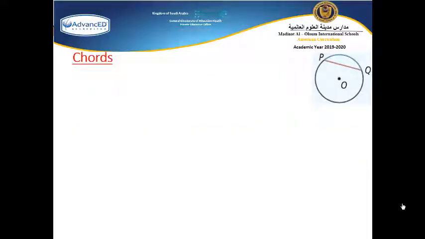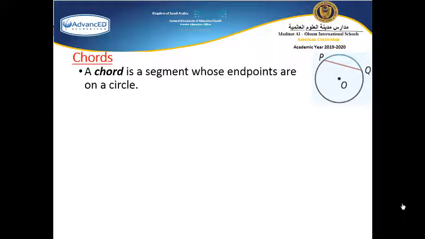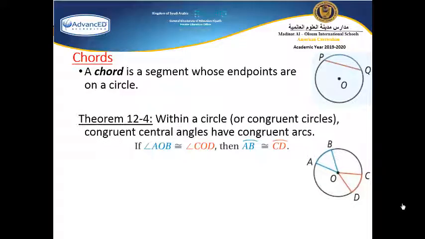All of us know that a chord is a segment whose endpoints are on a circle, like the segment PQ. This is our chord. Here we have some theorems to explain the relation between central angles, arcs and chords. First, let me explain the first theorem.